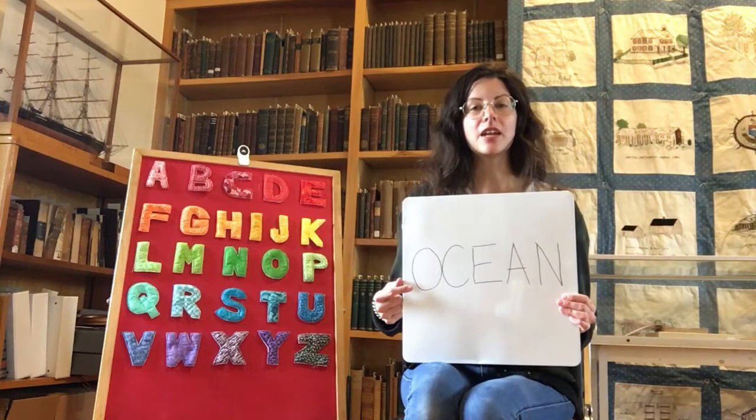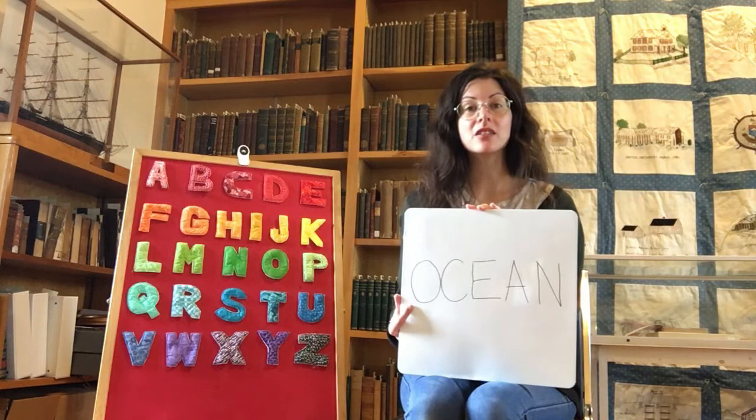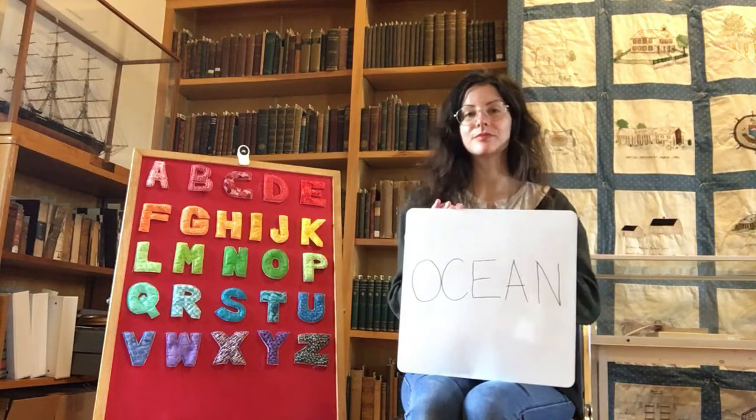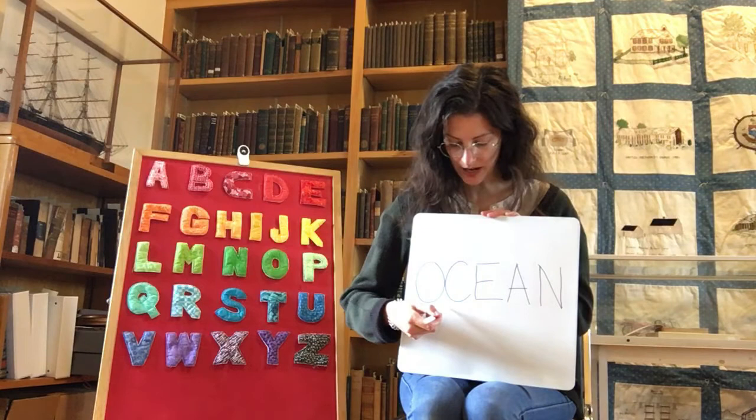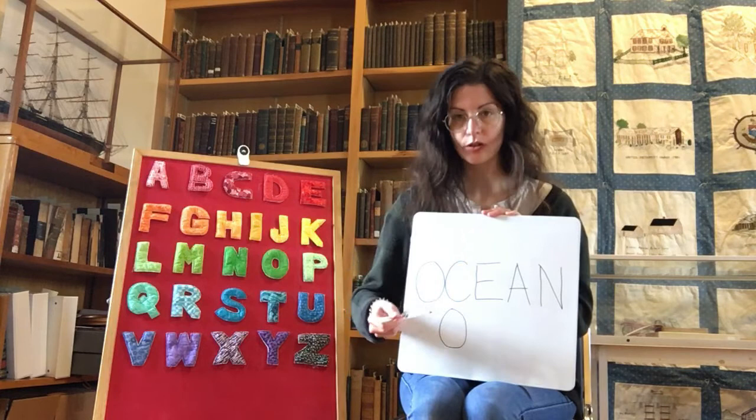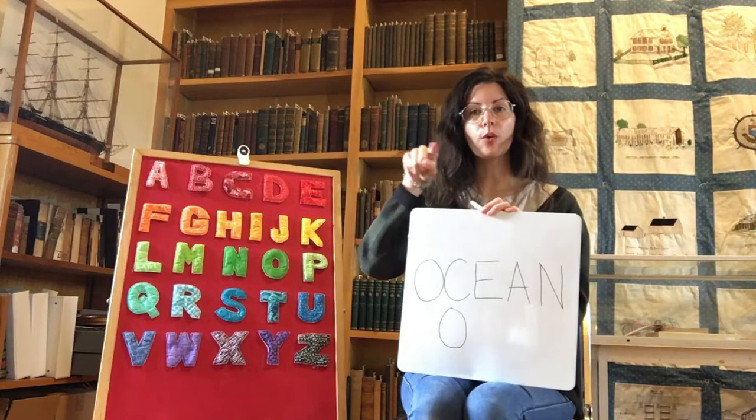Let's practice writing the letter O. If you have a piece of paper and a pencil, you can practice using that, or you can practice using your finger. For O, we're going to make a long circle. O. O for ocean.